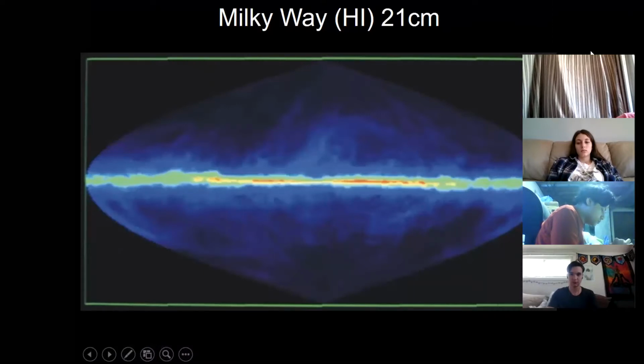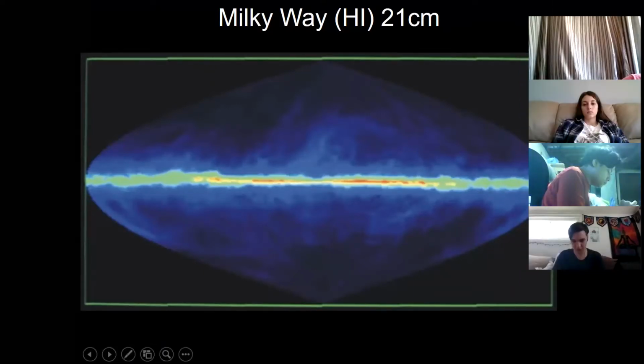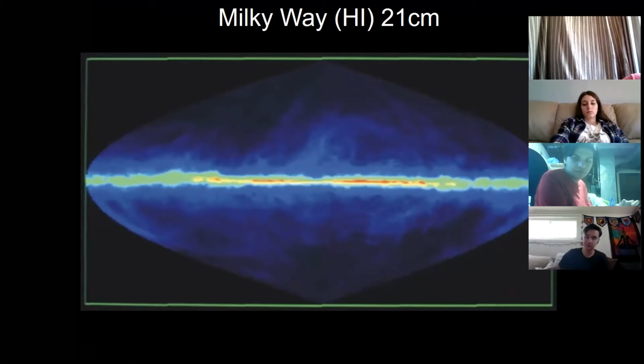This picture, however, is interesting. This is a map of the entire Milky Way galaxy at 21 centimeters. Now, I wonder if you guys understand what this picture means. This is the disk of the Milky Way galaxy shown at 21 centimeter emission. Obviously, the brighter colors correspond to greater 21 centimeter emission. Cooler colors are less 21 centimeter emission.